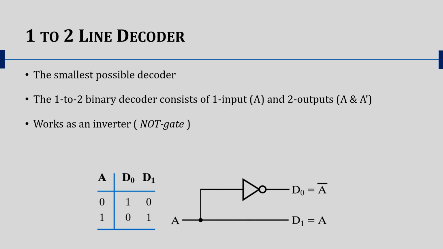So we can form the Boolean expression for the terms. D0 is equal to A complement. D1 is equal to A. Now let's draw the logic diagram. We have only two output variables, A bar and A, with one input variable A. So the value of D0 is A bar and the value of D1 is A. This is the smallest possible decoder, the 1 to 2 line decoder, one input with two outputs.